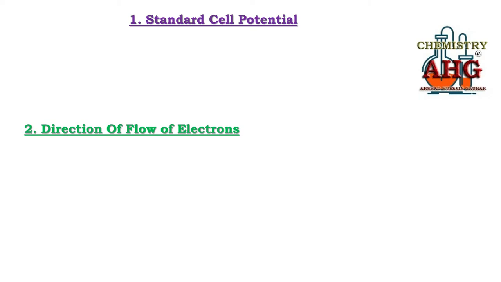First of all, you must remember the symbol of standard cell potential. The symbol of standard cell potential is E naught cell, and there are two different formulas that you can remember to calculate standard cell potential for a cell.